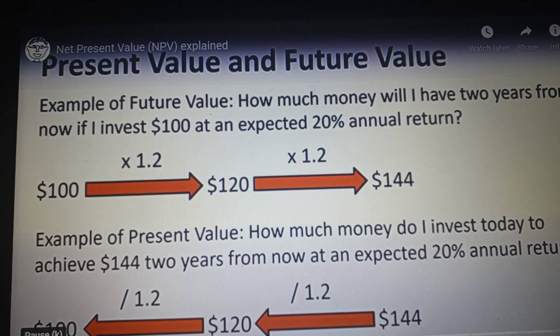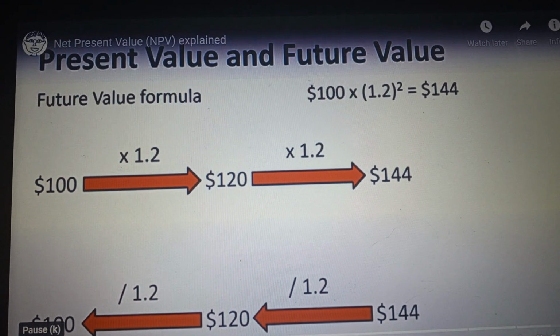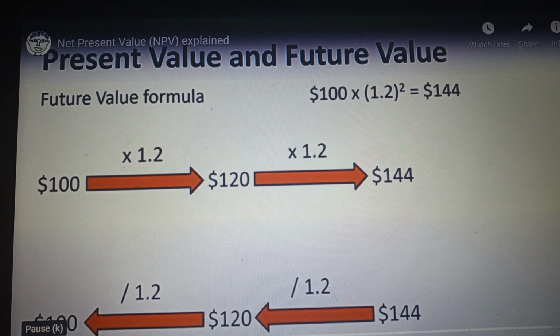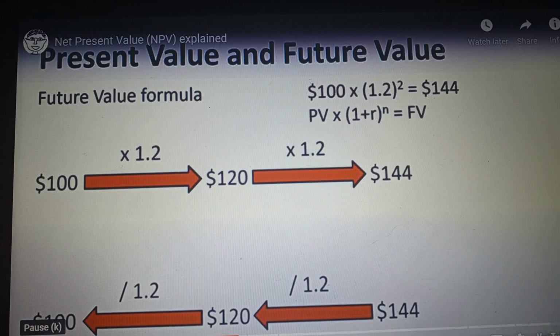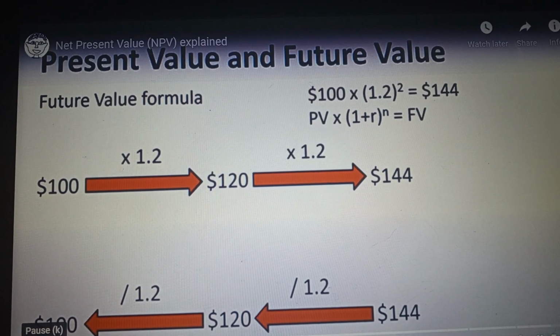The formula for future value is $100 times 1.2 to the power 2 equals $144. In other words, present value times 1 plus the rate of return to the power of the number of years equals future value.